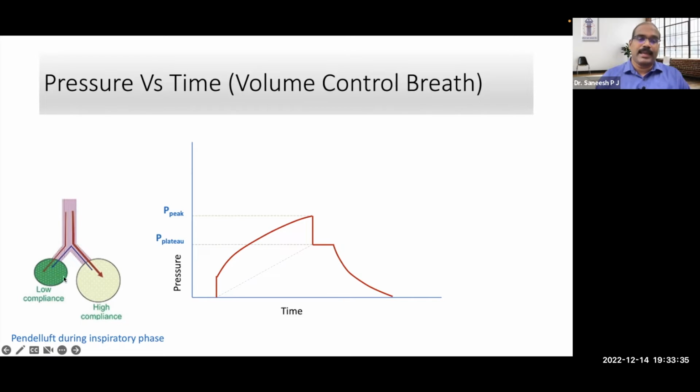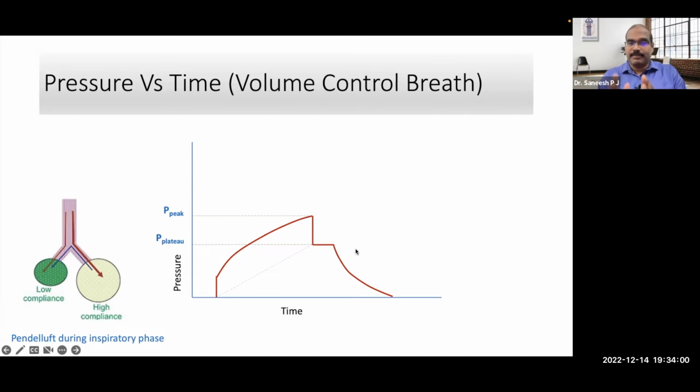So here there will be a pendelluft of air between low compliance and high compliance lung units. Eventually there will be equilibrating. And remember, when there is a difference in pressure, there will be a flow. And when there is no pressure difference, no flow occurs. That means either end, the pressures are equal. So you got the idea?